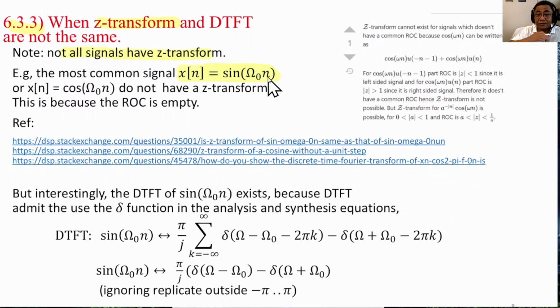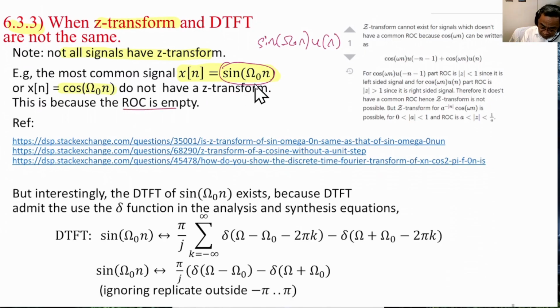n will go from minus infinity to infinity, same as cosine omega naught n. They, however, do not have a Z transform, because if you look at the Z transform table carefully, it is not using sine omega naught n. It is using sine omega naught n u[n]. So it is only the causal sequences that have the Z transform, or the anti-causal sequences. But an everlasting sinusoid does not have a Z transform.